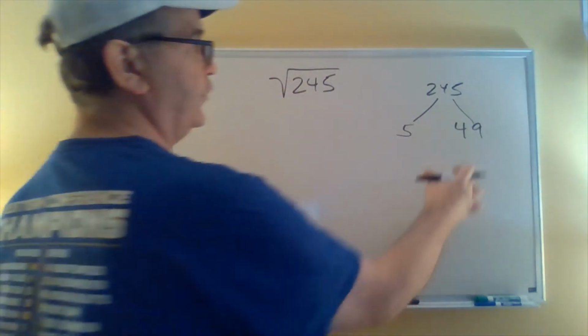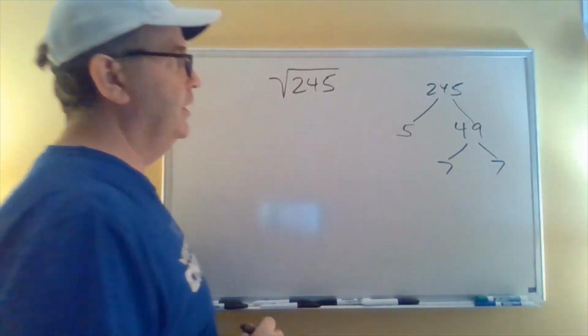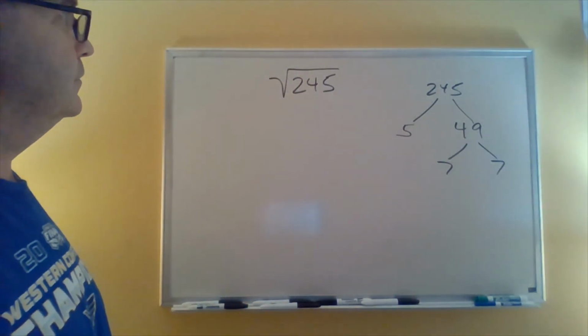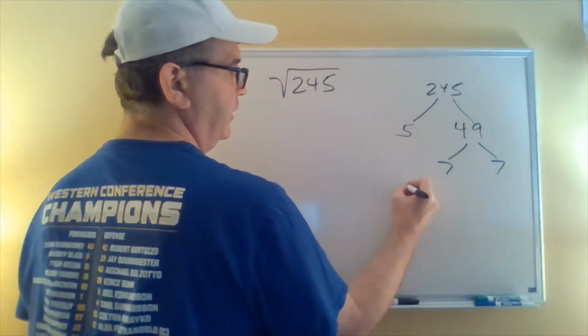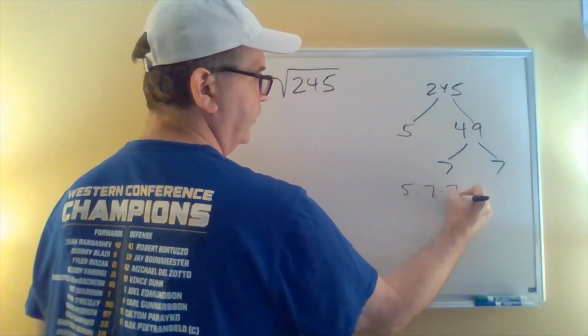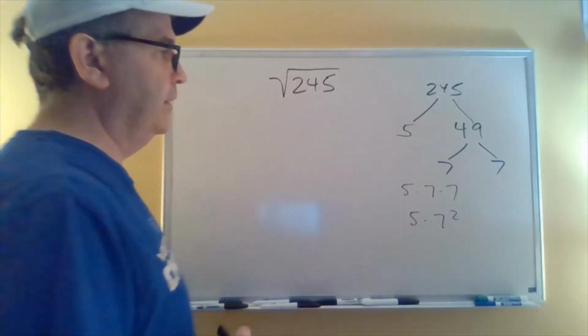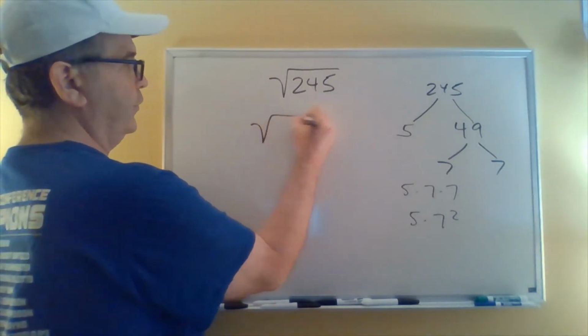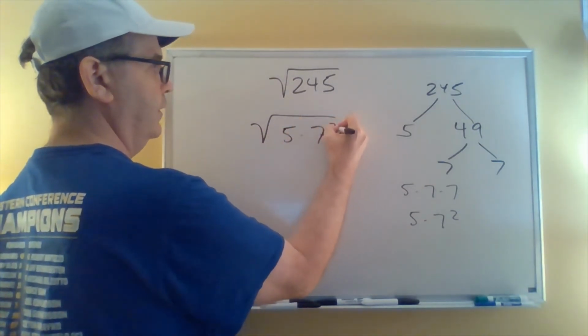Now 49 screams out at me, that's 7 squared. So 7 times 7 is 49. So now looking at this, I have my factorization. It is 5 times 7 times 7, or I can rewrite that as 5 times 7 squared. So I'm going to rewrite my 245 as 5 times 7 squared.